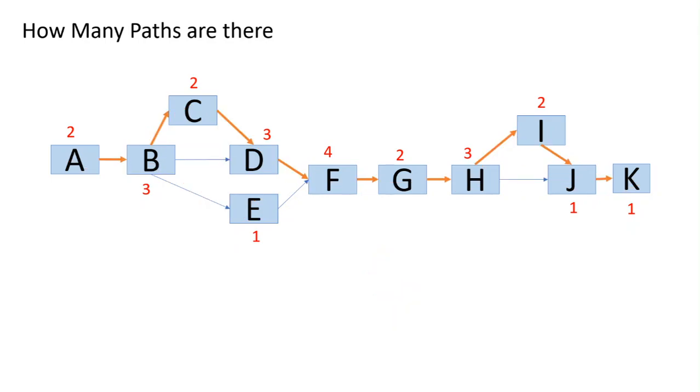So the first path, you can see I have marked it like this, and the second path is because of this B and D, H and J. Now if I calculate the first path, the duration of the first path is 2 plus 2 plus 3 plus 4 plus 2 plus 3 plus 2 plus 1 plus 1. So this way we have got 23 days. Now the second path, as you can see, is this one. So from B, D, and then this way.